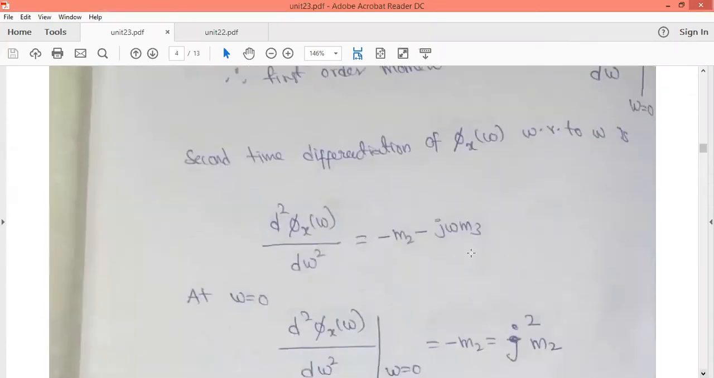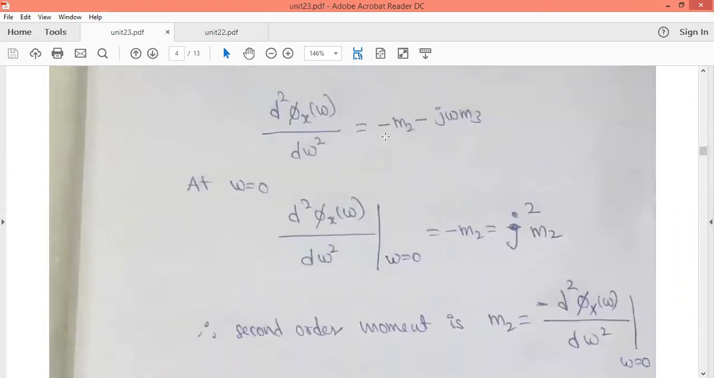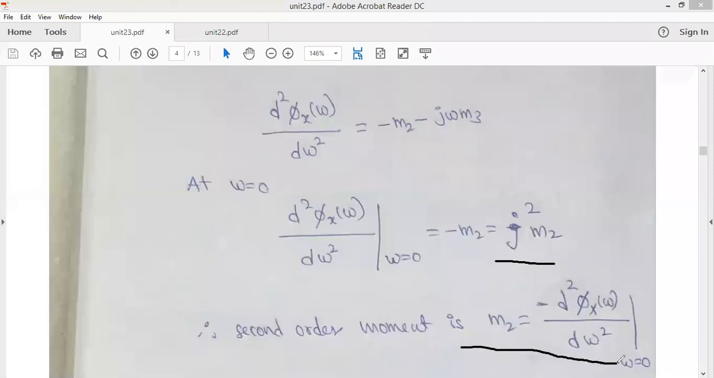Minus m2 minus j omega m3. Now, how do you get m2? By substituting omega is equal to 0, we will be having only m2, so all other terms will become 0. So what is minus 1? Minus 1 can be written as j square, since j square is minus 1. So from this equation, what is m2? M2 will be minus d square phi x of omega by d omega square.